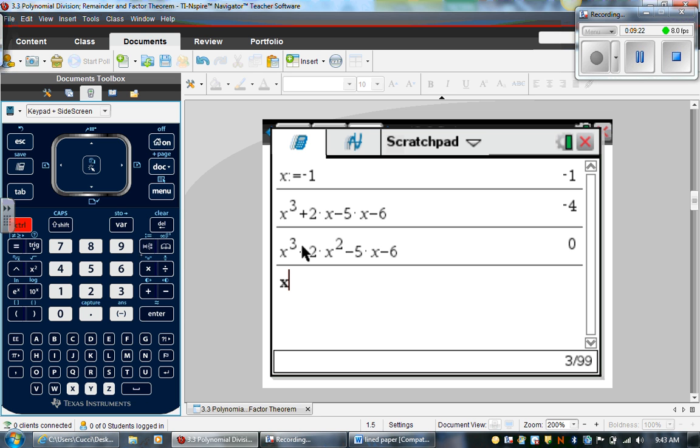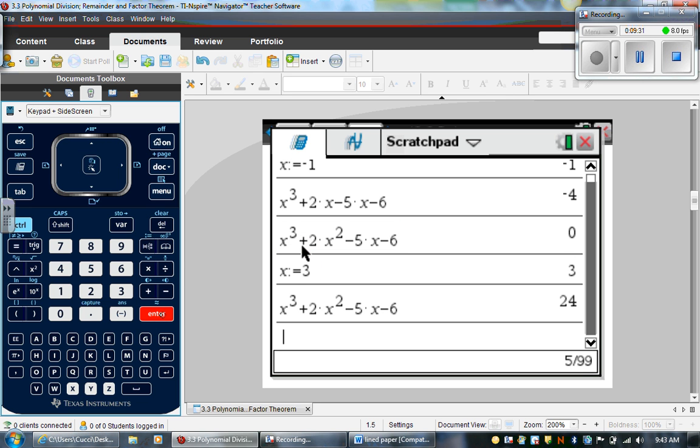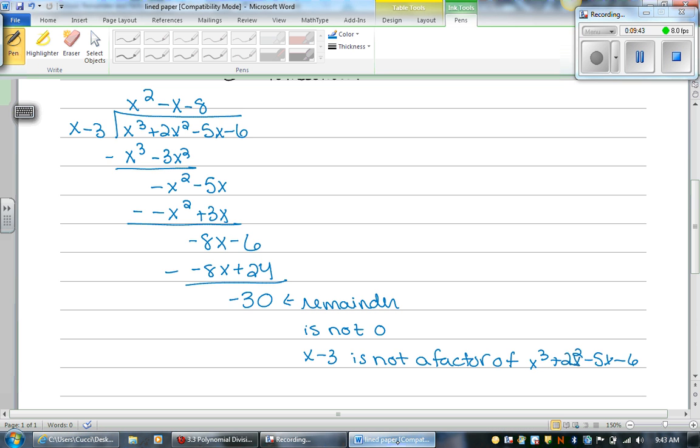So x store 3. I'm going to go up and borrow this so I don't have to type it out again. And we get 24. I must have done something wrong in my long division. I'll have to go back and check that. Okay, so again, the remainder should match the function value. Okay, so let's see what we did wrong here.